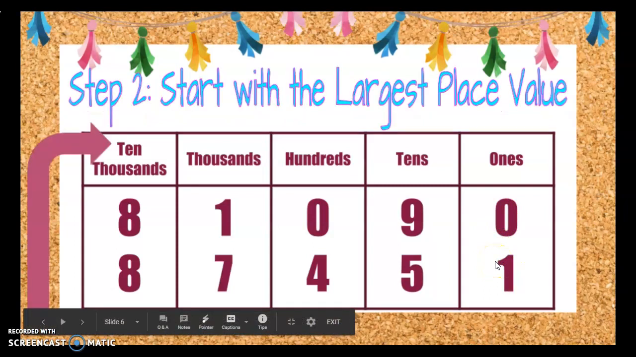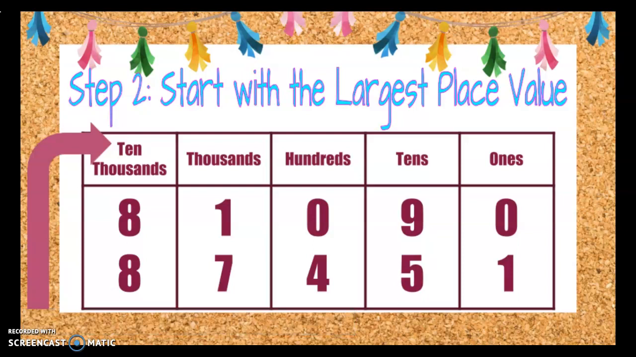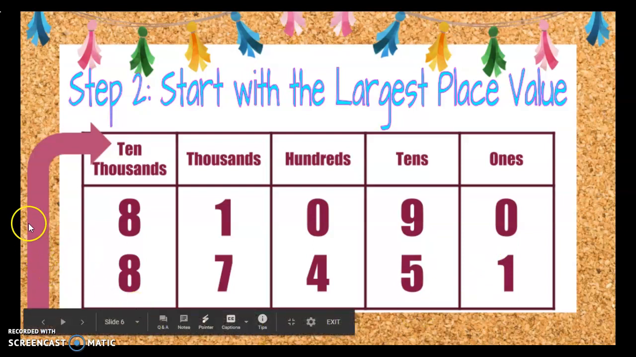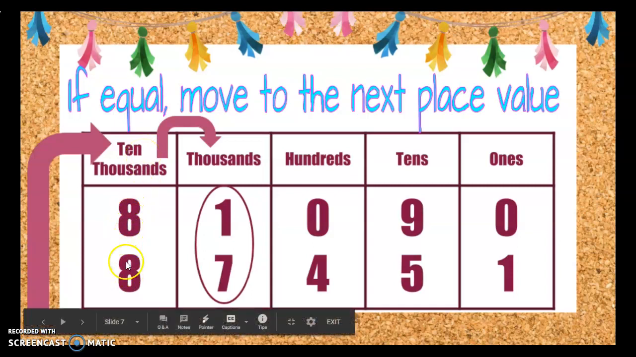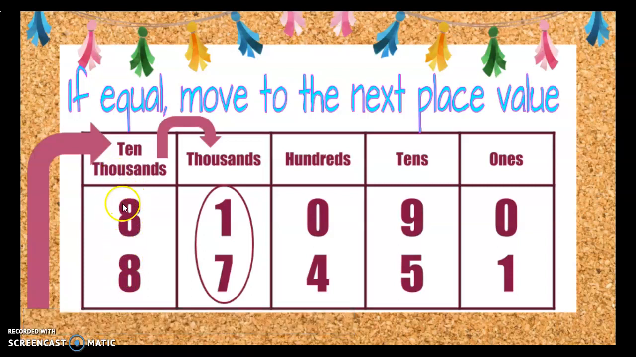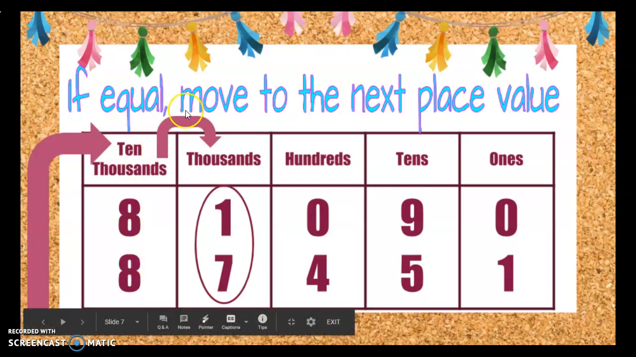Step number 2 was start with the largest place value. In this case, that's the 10,000s. Both of them end in the 10,000s place. So we're looking here at the 10,000s. Now remember, if they're equal, move to the next place. So in the 10,000s, both numbers had an 8 as their digit. So since they both had an 8, we couldn't actually compare them. So we're going to move then to the thousands place.